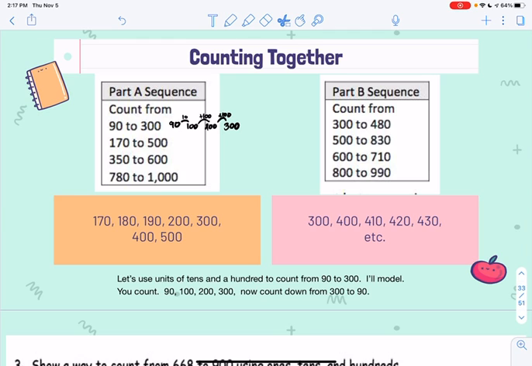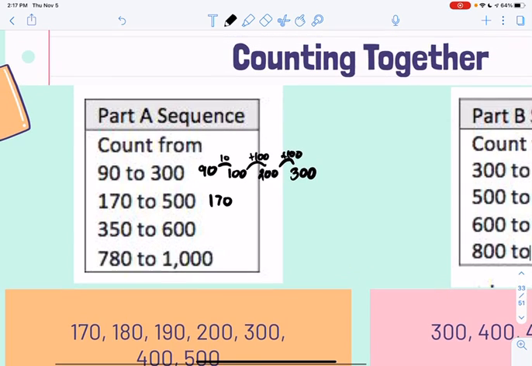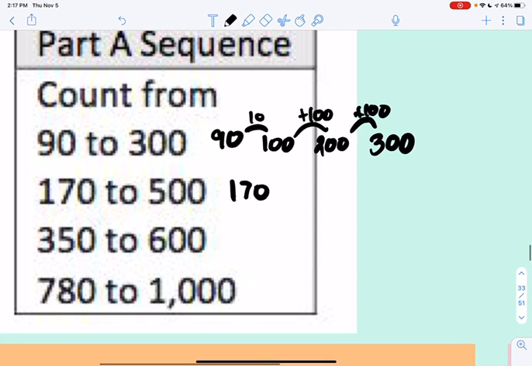All right, let's try 170 to 500. What should we count by first? I'll give you about 5 seconds to think about it. We're going to count by tens first, because look at, we're at 70, so we already have all our ones that counted for. So let's work on this 10.